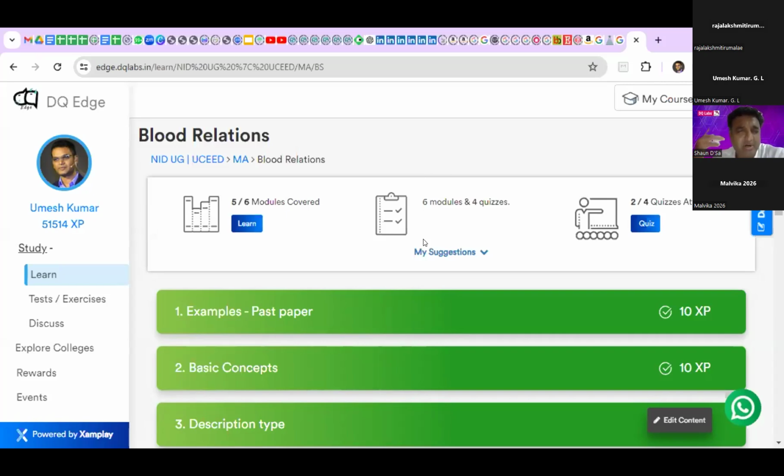Generally, Edge has a lot of questions, but I'm saying you can get more from here as well for additional practice. But the answer is yes, you can expect any variations, because these are meant to be open-ended exams. May not be too much variation in NID, but you can expect variations from theory in UCEED. Does that answer your question?